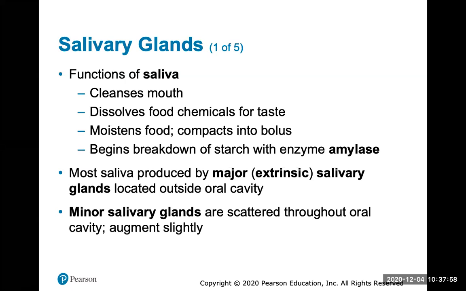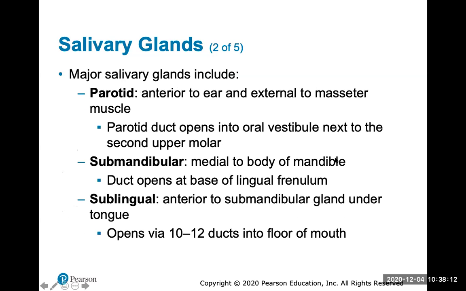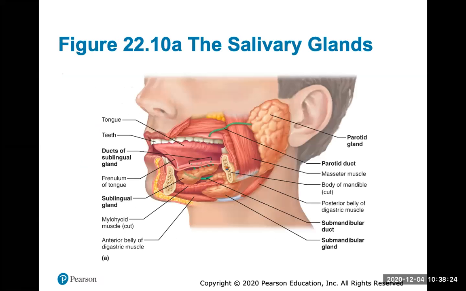So saliva, most saliva produced by your salivary glands is produced outside of the oral cavity. You still have some minor salivary glands. The big thing I want you to know about saliva is that it begins breakdown of starch with the enzyme amylase. Here are the major salivary glands. The parotid lies on your masseter. The submandibular is below the mandible, and the sublingual salivary gland is underneath your tongue. So here's a look at the three major salivary glands and where they are located. And they all have ducts that bring their enzymes to the mouth.